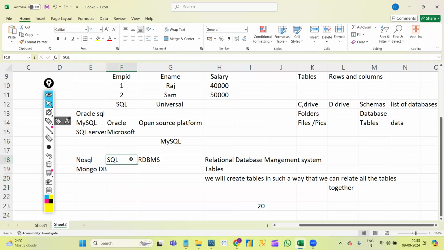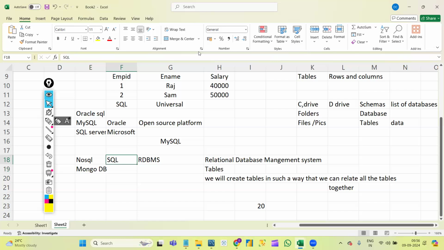Okay. I hope now you understood the difference between SQL and NoSQL, and what all the tools are that come under SQL. All those tools you will be able to use if you learn the subject. And the tool which we are going to use in our course is MySQL.